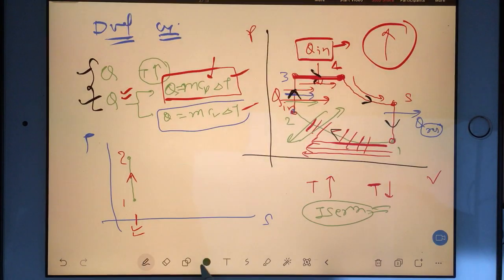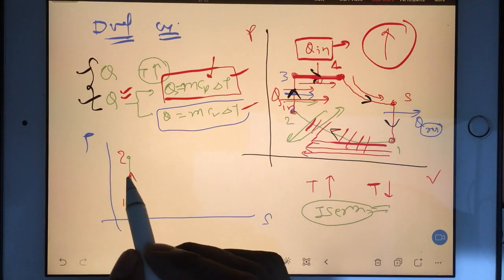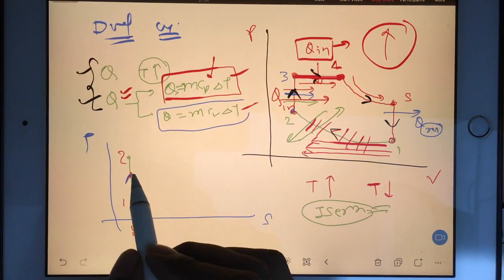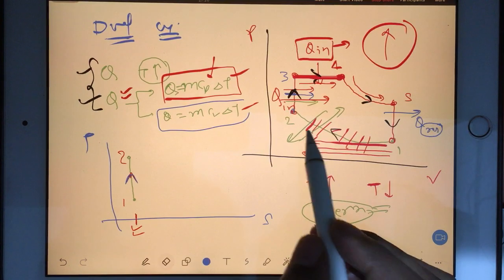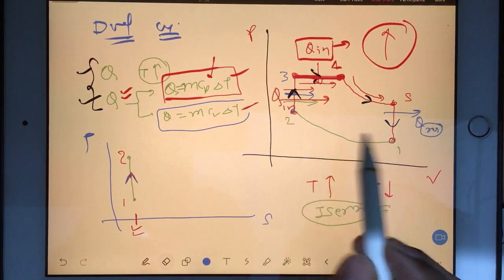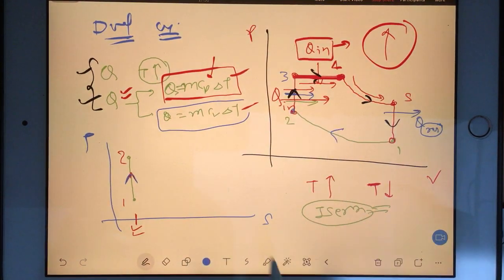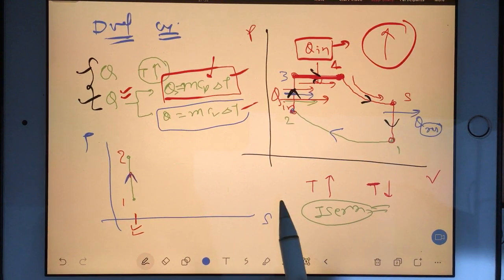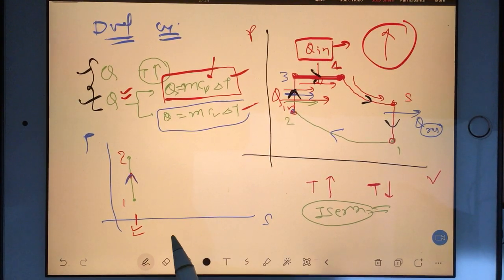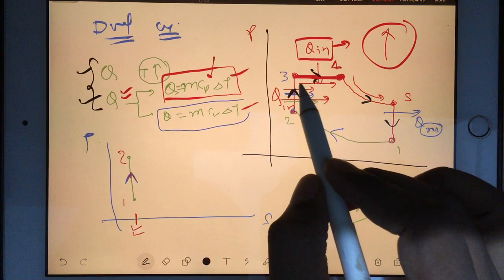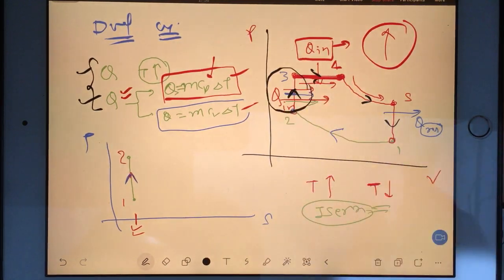In the previous page you see, when you are going 1 to 2, what kind of process is this one? Actually 1 to 2 is isentropic process. So here no entropy is being changed, but in 2 to 3 you are adding heat. So when you add heat, your entropy will decrease or increase? Tell me guys, here entropy will increase or decrease?